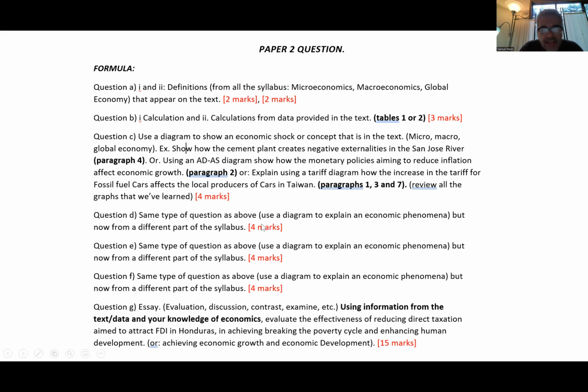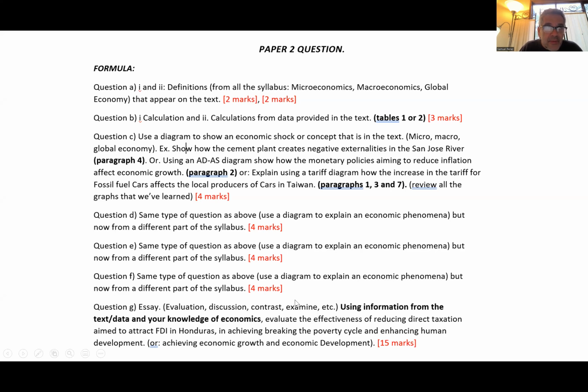Question D, again, the same thing as above. Question E, the same thing as above, but they may be from different parts of the syllabus. So question D could be about theory of the firm or macroeconomics or global economy, and question E will be about a different section of the syllabus, even if it's the same type of question. So usually D, E, and F are those straightforward questions, 4 marks each of them, using diagrams and explaining the diagram in the context of what's happening in your case study, okay?